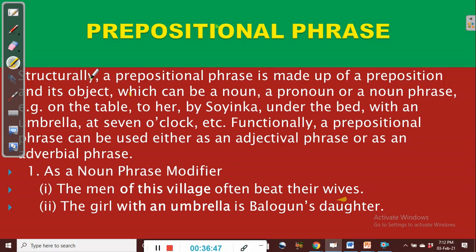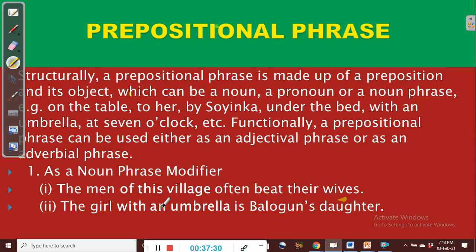Now, you must have noticed that when we discussed adjectival phrases, we saw prepositional phrases functioning as adjectival phrases, and again when we discussed adverbial phrases, we saw prepositional phrases functioning as adverbial phrases as well. So let's look at the different grammatical structures that can function as the prepositional phrase, and of course, the kind of functions the prepositional phrase can perform. Now, let's look at the first one, as a noun phrase modifier.